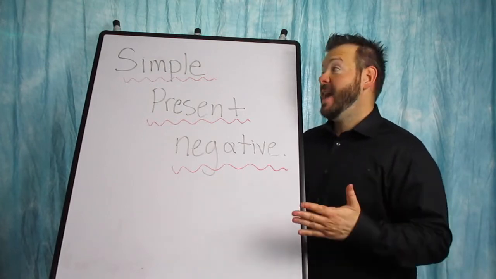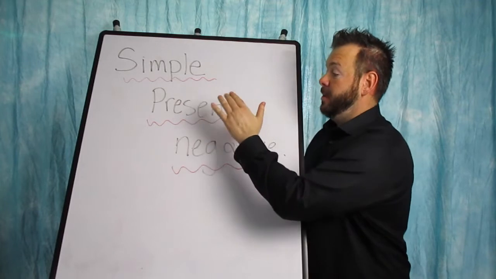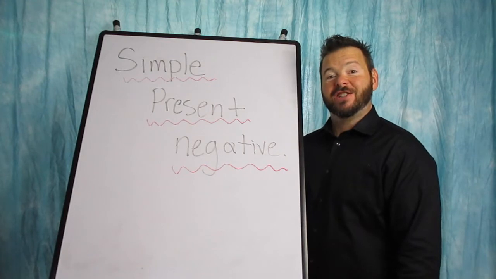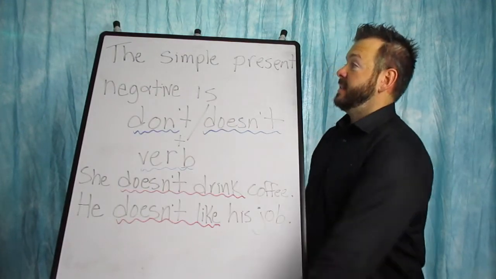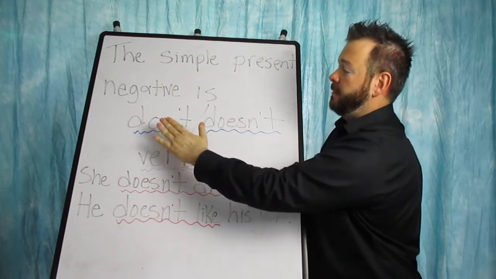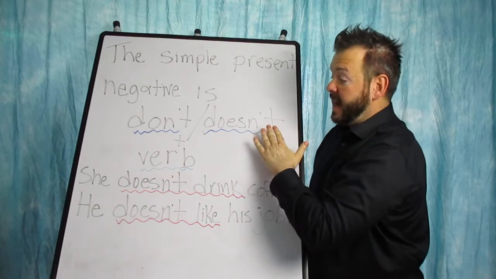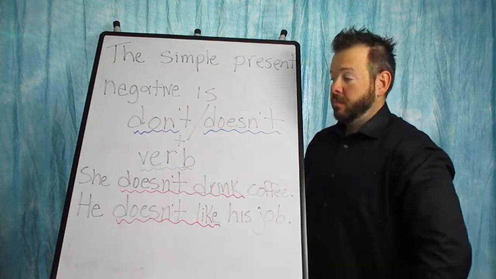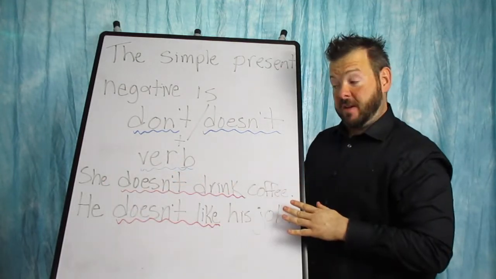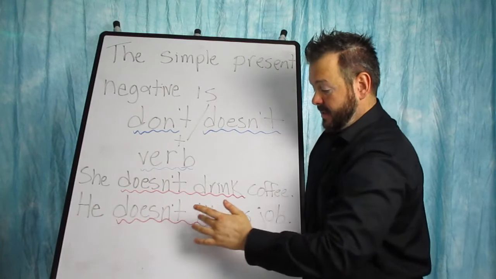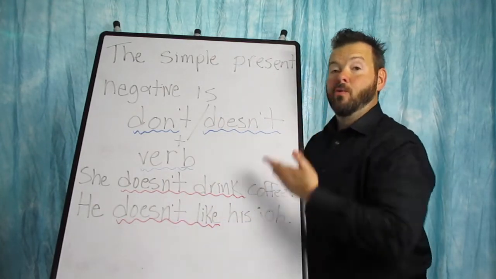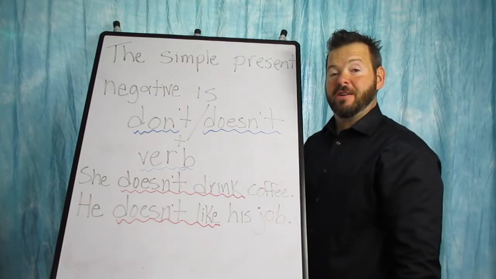Alright, today we're going to talk about the simple present negative. I'll see you in a moment with the definition. The simple present negative is made up of don't or doesn't plus the verb. For example, she doesn't drink coffee and he doesn't like his job. Pause the video here, write everything down, and read it to yourself.